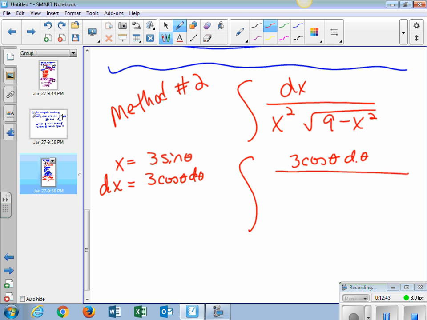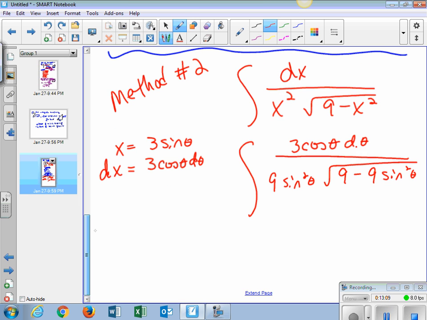If I substitute that in right away, I get my 3 cosine theta d theta. There's my dx. Whoops, did the wrong one. One second. Squaring my x, I go to 9 sine squared theta. And then my square root is my 9 minus my x squared. So that would be my 9 sine squared theta again. You can substitute your x in for everything like that. And then, as you can see, it's very similar to what I had before.